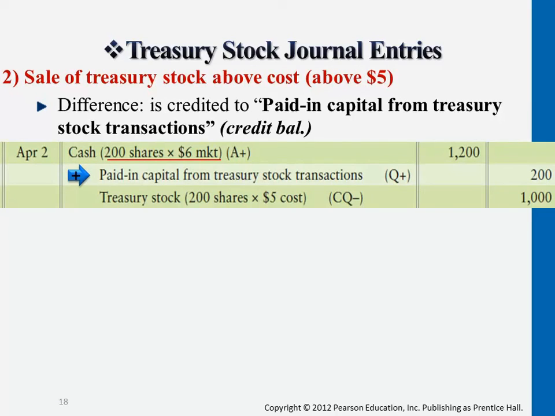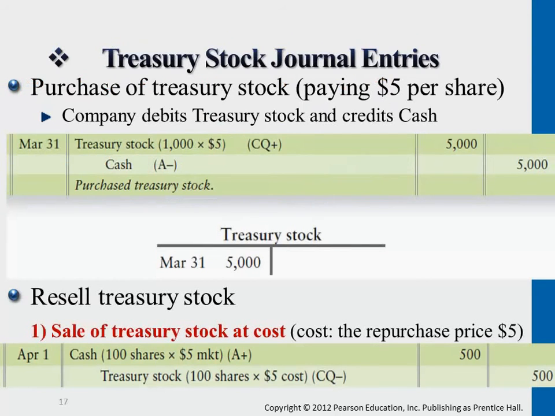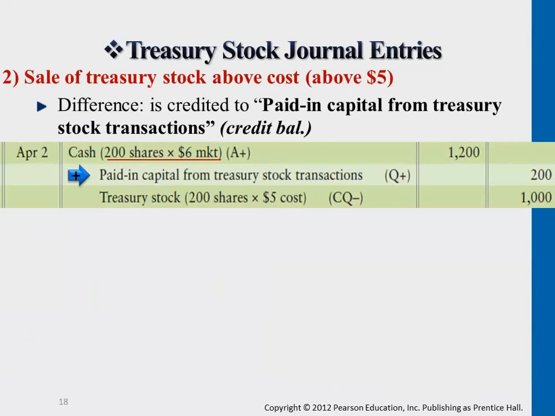So after this journal entry, there will be 200 on the right side. And earlier we purchased treasury stock 5,000. We sell a portion back to the market at 500. That's the first transaction. Second transaction, we have 1,000. This part is the part we bought back. This is the part that we resell back to the market.